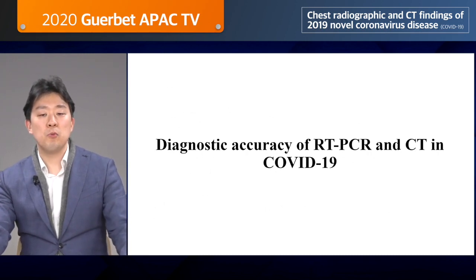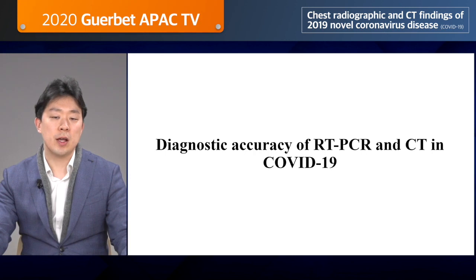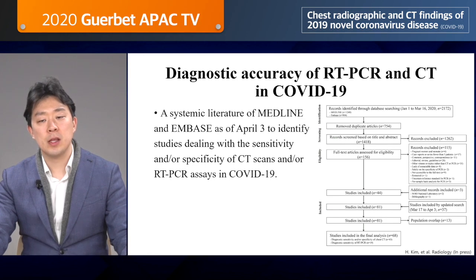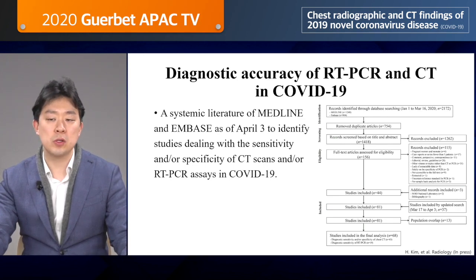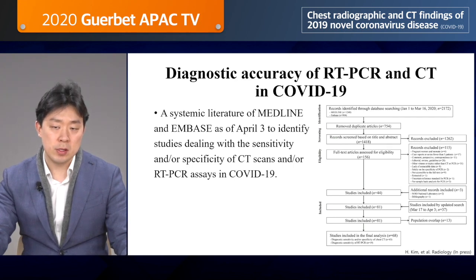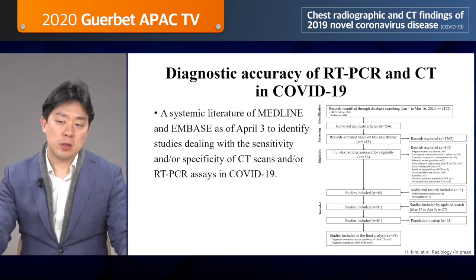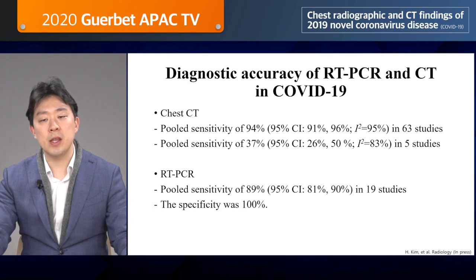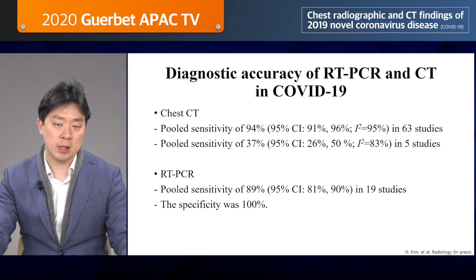Next, let me deal with the diagnostic accuracy of RT-PCR and CT in COVID-19. Recent studies have suggested that chest CT scans could be used as a primary screening or diagnostic method for COVID-19 in epidemic areas. We are very curious about this, and I properly conducted a meta-analysis. For chest CT scan, the pooled sensitivity and specificity were 94% and 37% respectively. The pooled sensitivity of RT-PCR was 89%.